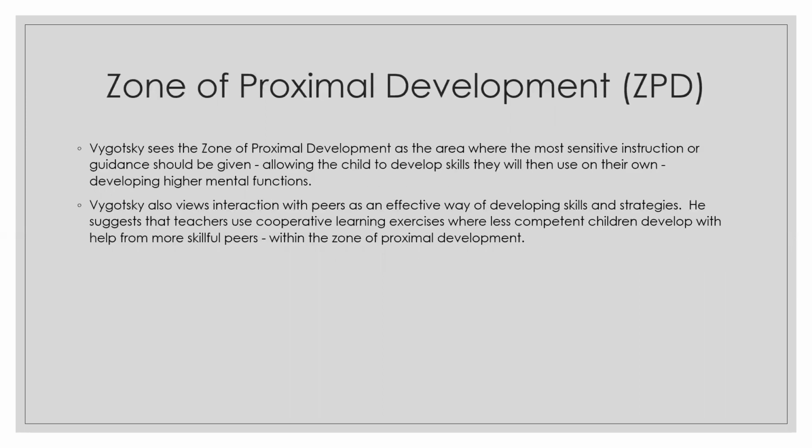Zone of proximal development. So Vygotsky sees the zone of proximal development as the area where the most sensitive instruction or guidance should be given, allowing the child to develop skills they will then use on their own, developing higher mental functions. Vygotsky also views interaction with peers as an effective way of developing skills and strategies. He suggests that teachers use cooperative learning exercises where less competent children develop with help from more skillful peers within the zone of proximal development.